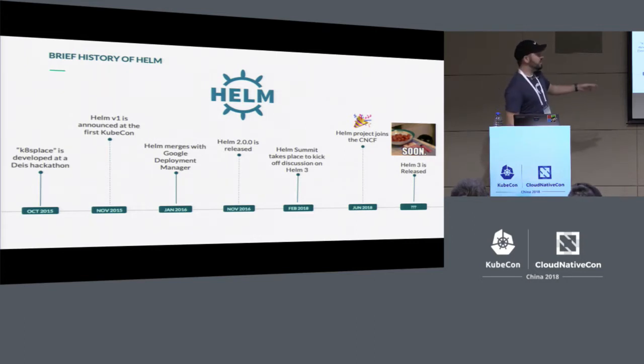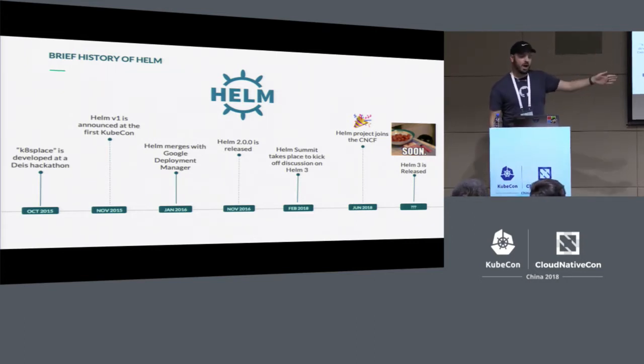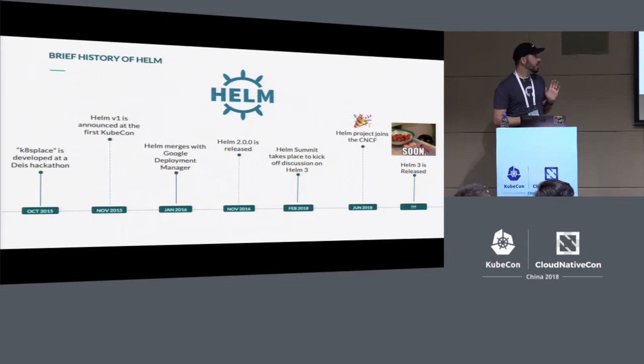Because we learned a lot of lessons between November 2016 and now. Kubernetes has advanced from, I think when it went to Helm version 2, I think we were at Kubernetes 1.4. I might be wrong on that. But we're all the way at 1.12 at this point.